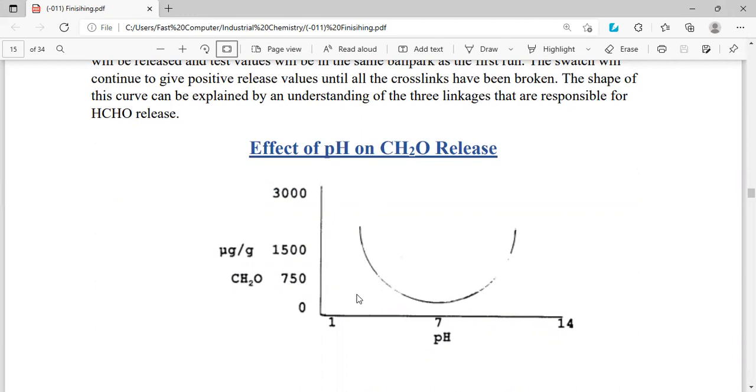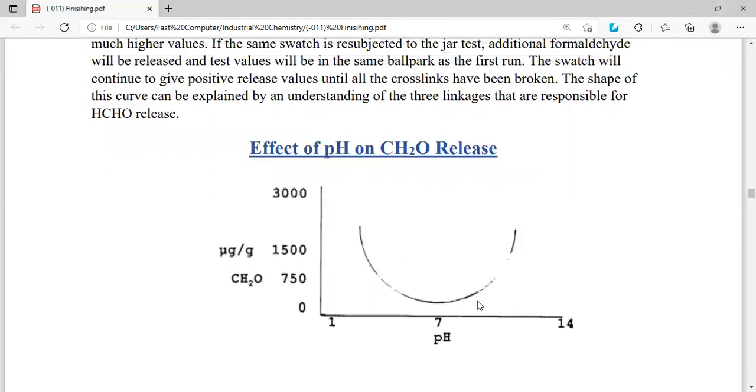Now we will discuss the effect of pH on formaldehyde release. This graph shows the effect of pH on formaldehyde release. It is shown that when the solution is acidic or basic, formaldehyde will be released more, and when it is neutral, formaldehyde release will be low.